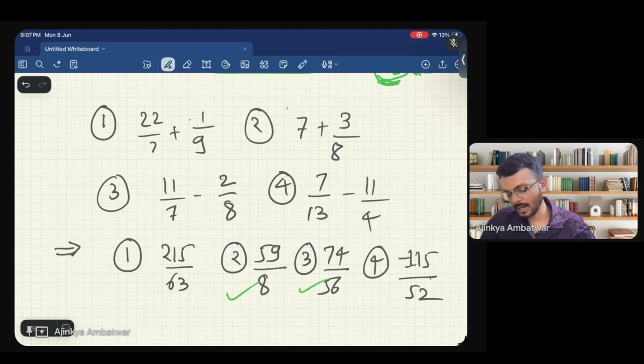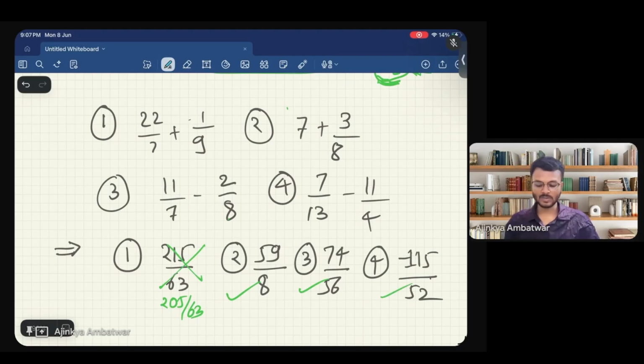22 by 9 is 198. Okay, 198. 22 into 9 is again 198. It's 198 plus 217 is 205 by 63. This is wrong. There's no room to. I thought there is one given answer. All right. The last one is correct. Minus 1 1. That is 28 minus 143. 28 minus 143. Oh, very good.